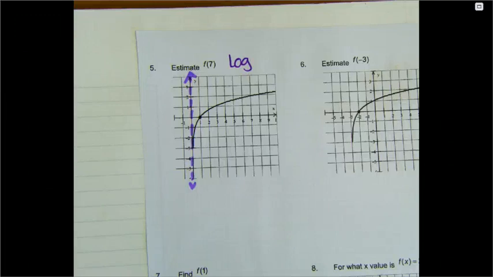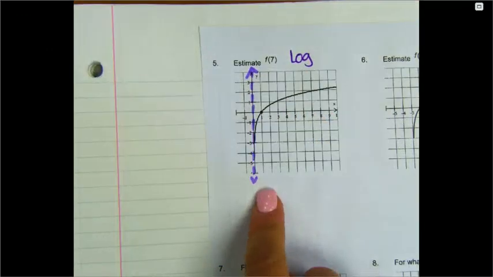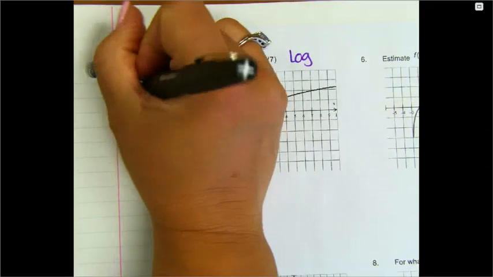Out of curiosity, what do you think 6 is? Log or exponential? Okay, good. All right, so we're going to do 5. We do know we have a log. We've already identified our asymptote. We're still going to follow the same directions. So the first direction was find x and y intercepts.